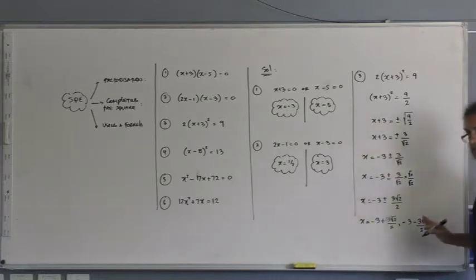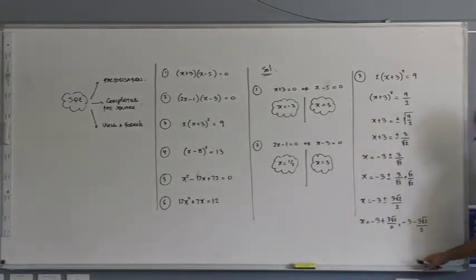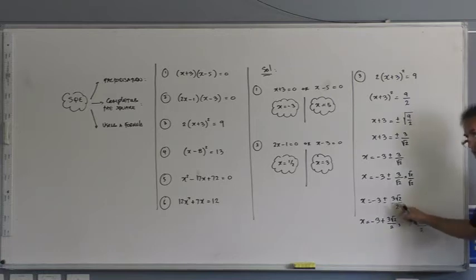Okay, and then you can finish there. You finish there if the question says express the answer in surd form. But if the question says express the answer correct to 2 decimal places, then again you have to put that in your calculator and do what the question is asking you to do. All right?